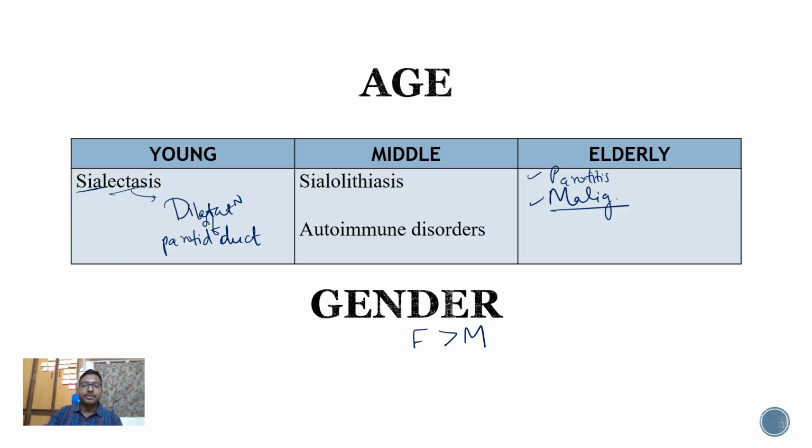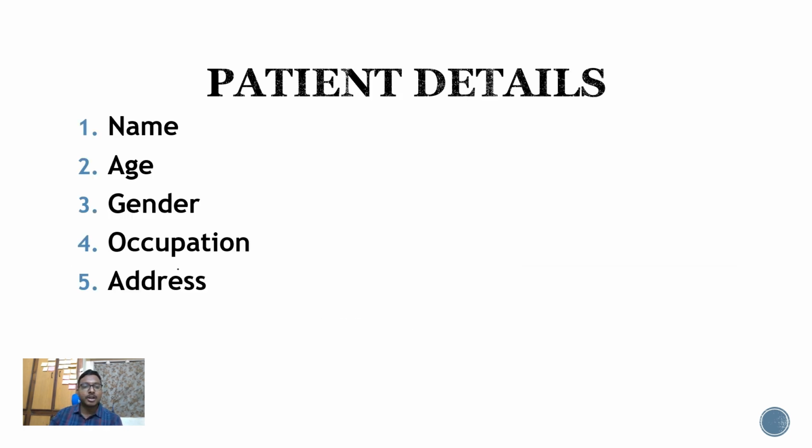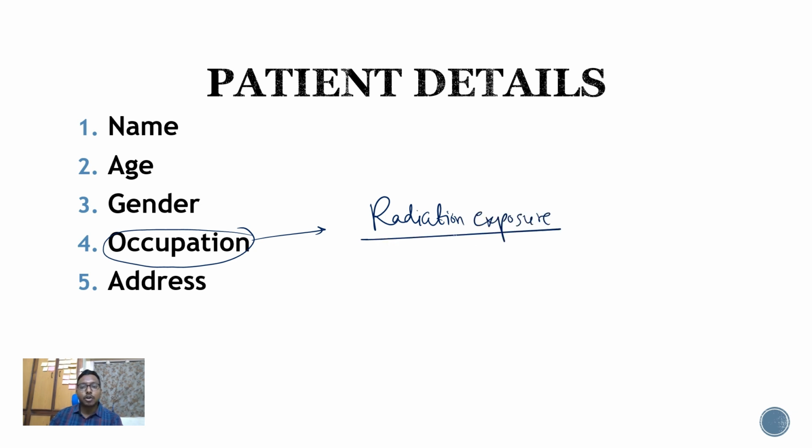So coming to occupation and address, there is not much significance. One important thing we can correlate is any occupation that is related to radiation exposure. In such a scenario, rarely it can cause lymphoma. Lymphoma is very rare in parotid gland, but it is possible. So let's say for example, a person working in a factory where there is radiation exposure, in the long run there may be development of lymphoma or even other malignancies also.